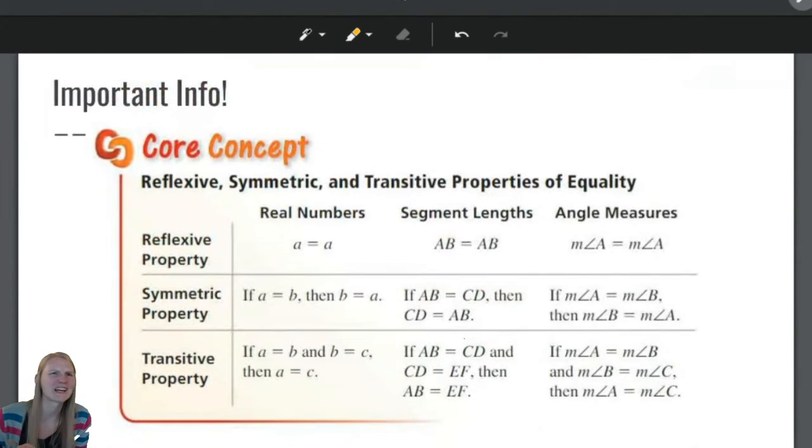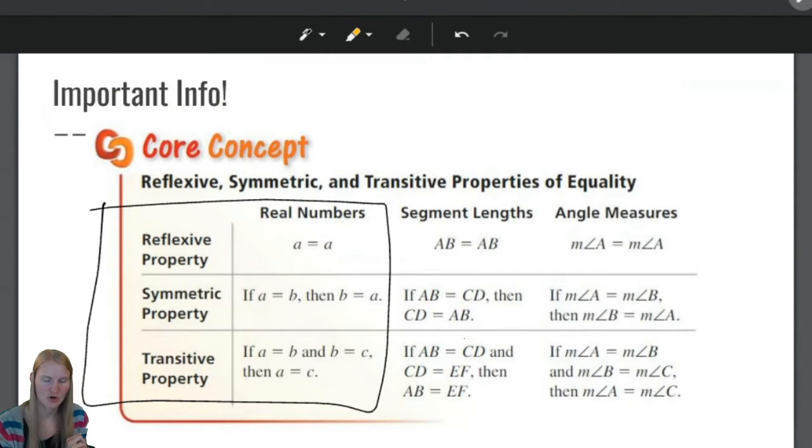What are these reflexive, symmetric, and transitive properties? I am going to ask that you write this in your notes, at least this. We're going to talk more about this in the next couple of videos. But for now, I want you to know that the reflexive property is when we say A equals A. These are the same thing. This equals this. It's the same thing. And the way that I remember that is it's like A is looking in a mirror and it's seeing itself. A equals A. A equals itself. So that is the reflexive property.